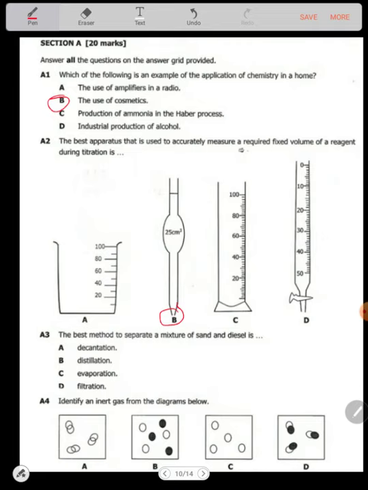The best method to separate a mixture of sand and diesel is filtration. Whenever you have sand and diesel, diesel is acting as a what? As a liquid, and sand as what? As an insoluble solute, as an insoluble substance. So you use filtration.